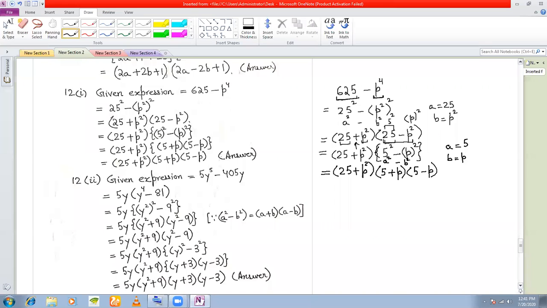So basically, I have applied a square minus b square twice. First, I've applied a square minus b square to get two factors, and again this factor was broken up as a square minus b square into a plus b into a minus b. Anyone with any problem?